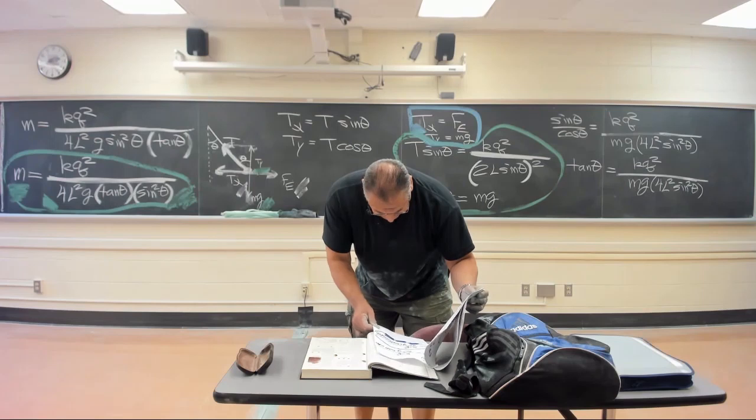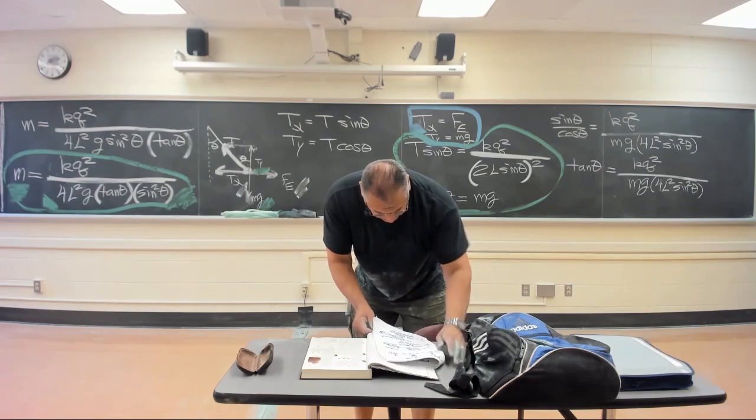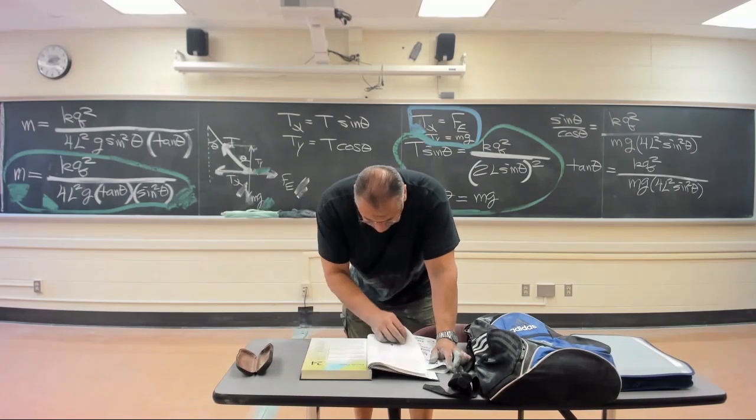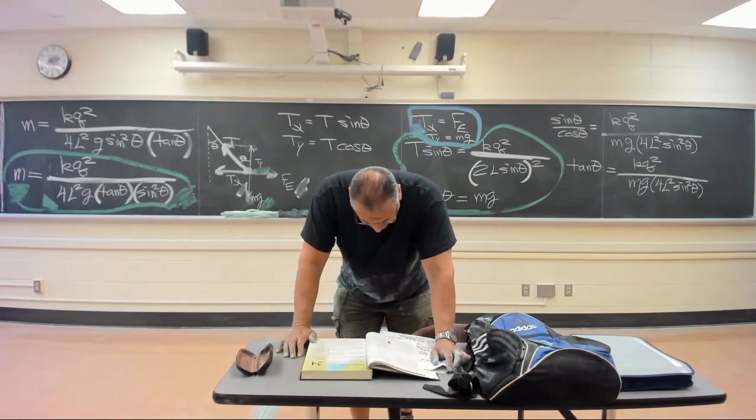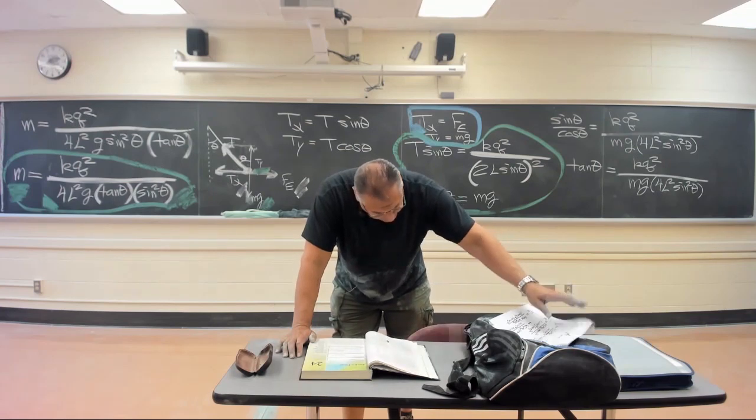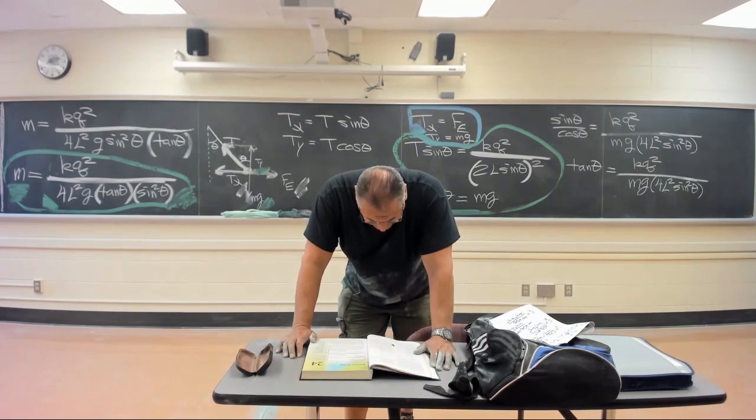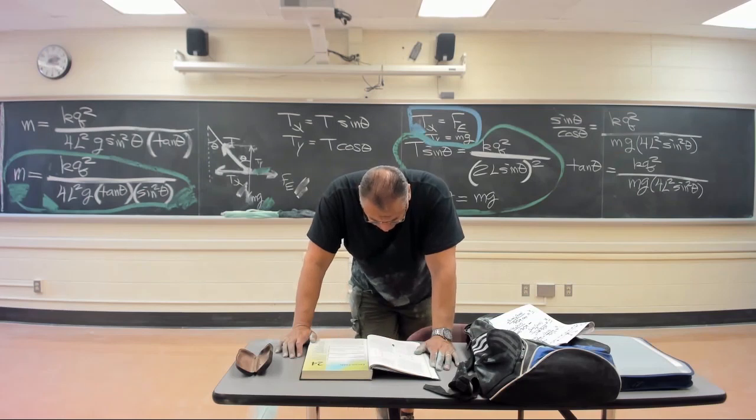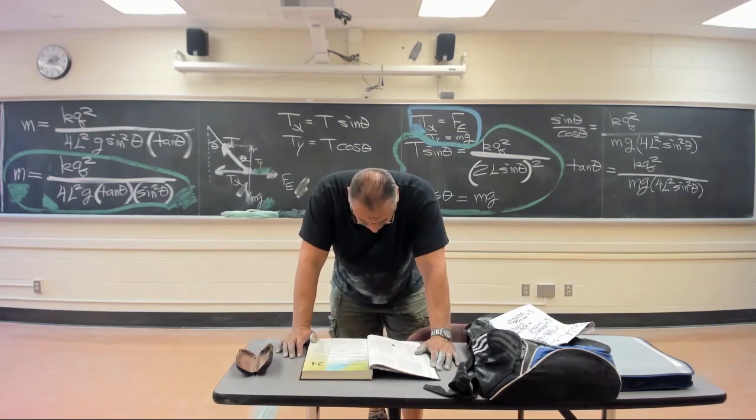The last problem in this set is problem number 79. Problem 79: two positive charges, each with charge capital Q, are held at positions x equals negative a and x equals positive a along the x-axis of a coordinate system. A small sphere of mass small m and positive charge small q is placed at the origin, but it can move freely back and forth on the x-axis.